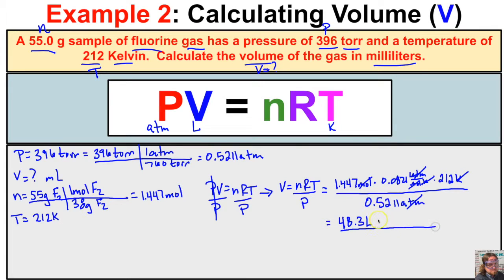Or if we set the dimensional analysis up, we know that there are 1,000 milliliters in one liter. So essentially slide this decimal to the right 3 times and we will end up with our final answer. 48,300 in milliliters. 48,300 milliliters will be the final volume of this fluorine gas. Let's take a look at another problem.